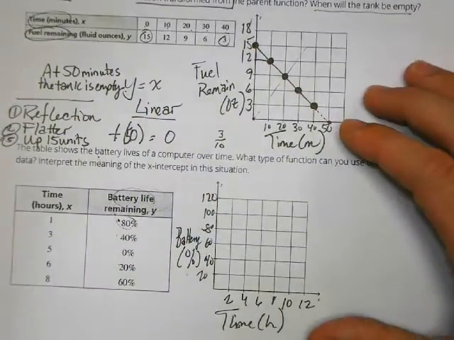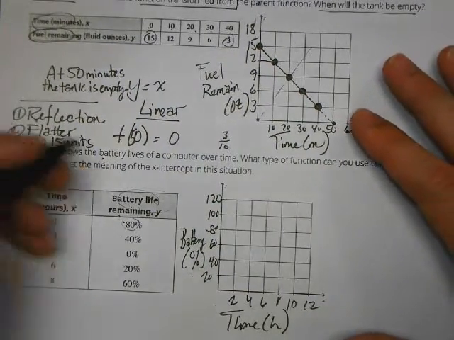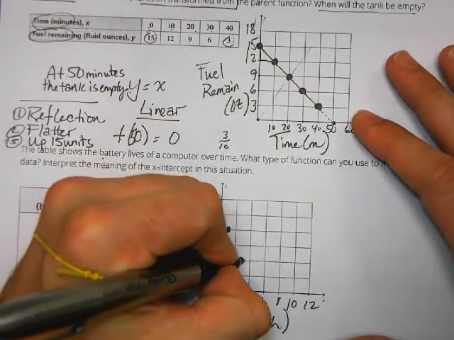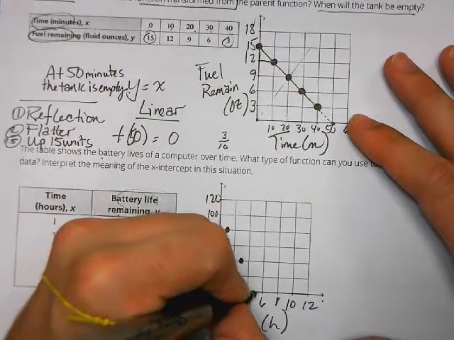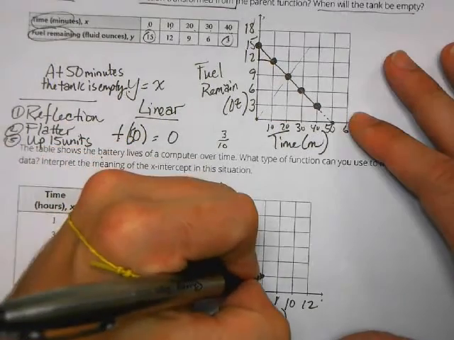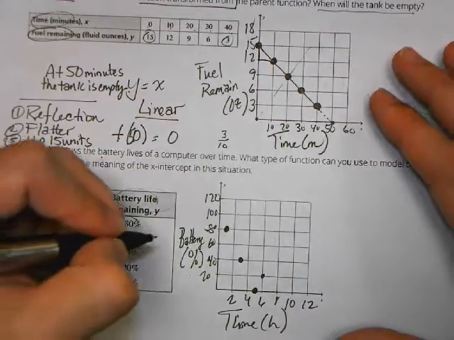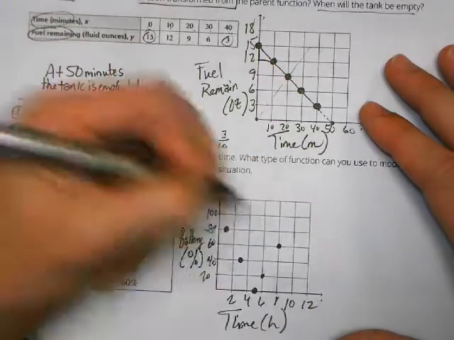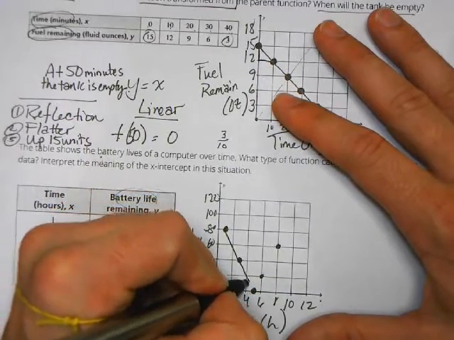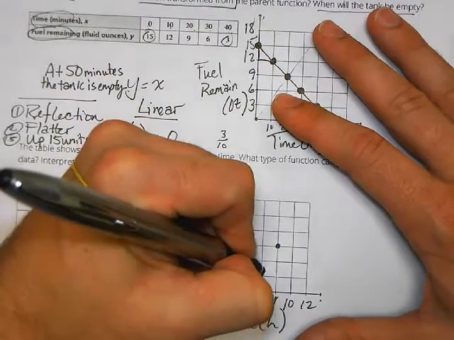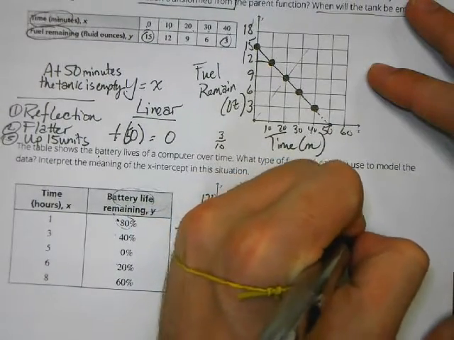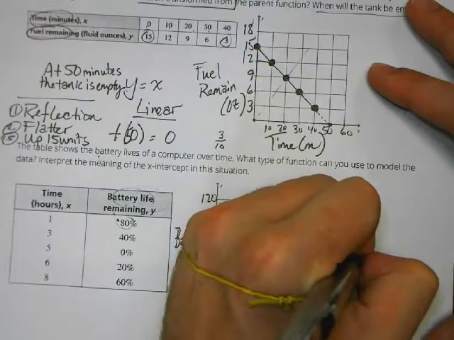Okay, fill in our graph here. 1, 80, 3, 40, 5, 0, 6, 20, and then 8, 60. Using our straight edge, we're going to draw in our graph, and we can already see this is taking on a V shape. That is V for absolute value. That's our parent function, and it'll look something like this.